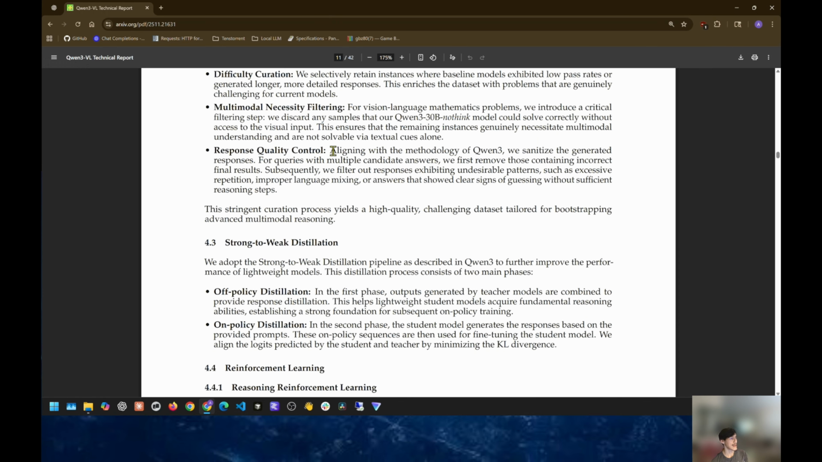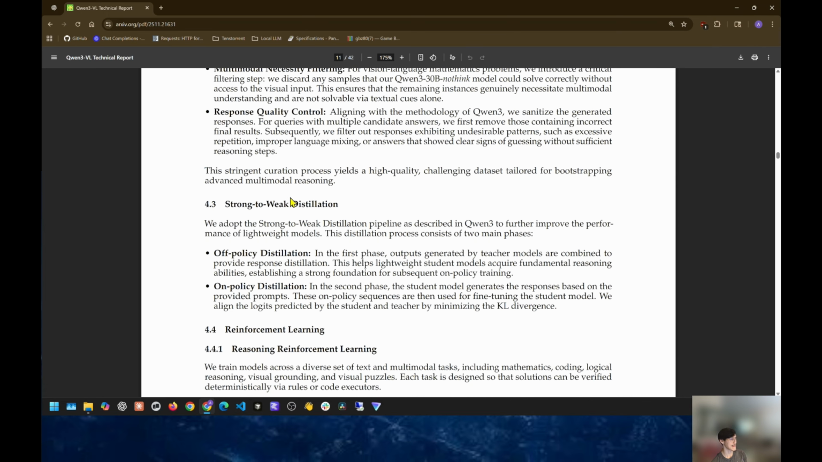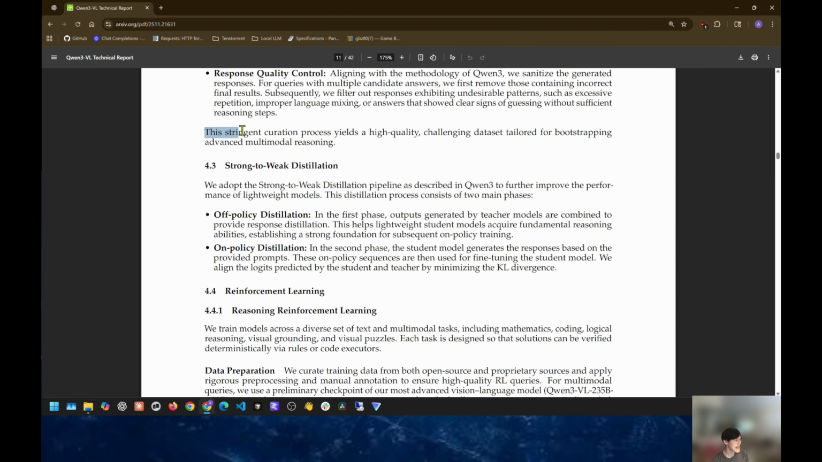Response quality control. Aligning with the methodology of Qwen3, we sanitize the generated responses. For queries with multiple candidate answers, we first remove those containing incorrect final results. Subsequently, we filter out responses exhibiting undesirable patterns such as excessive repetition, improper language mixing, or answers that show clear signs of guessing without sufficient reasoning steps. This stringent curation process yields a high-quality, challenging dataset tailored for bootstrapping advanced multimodal reasoning.